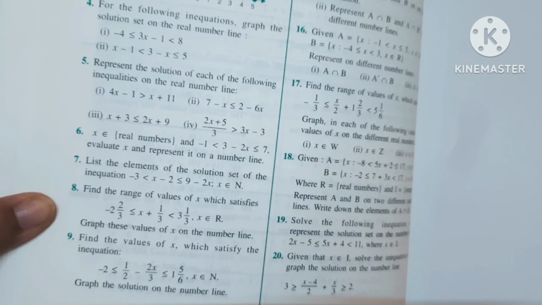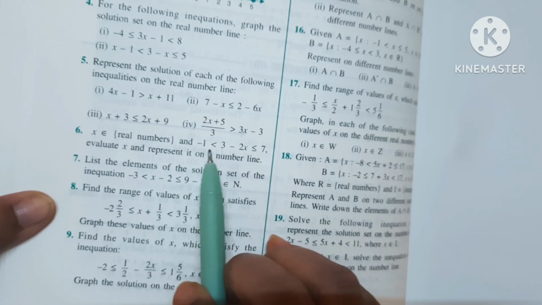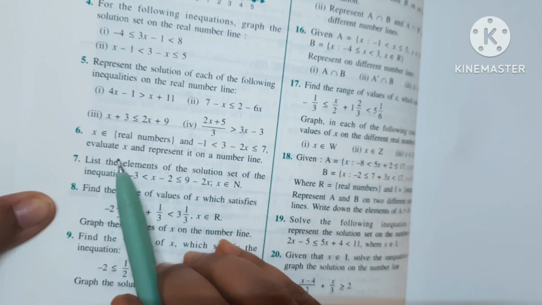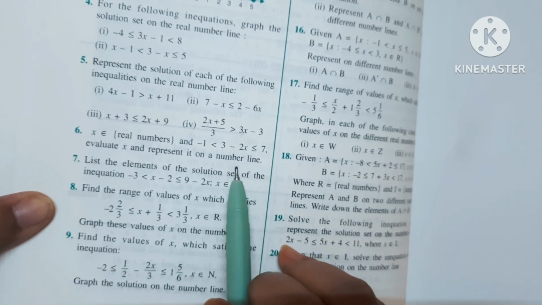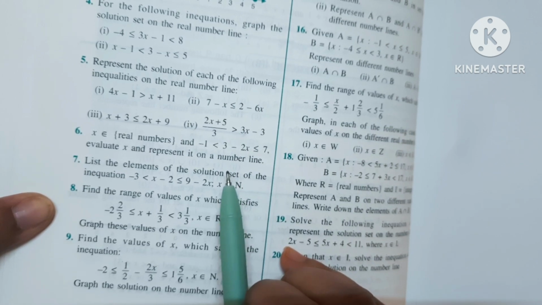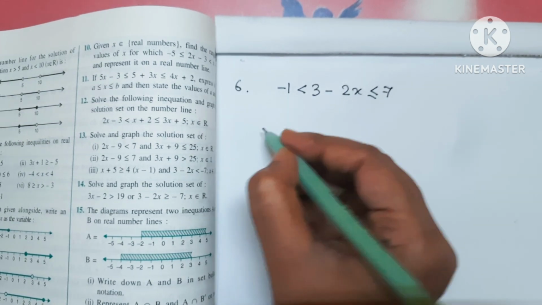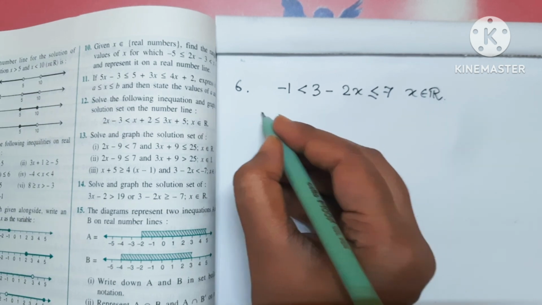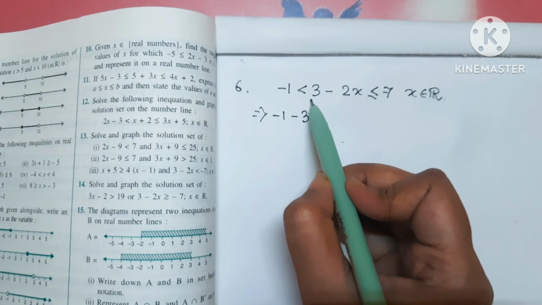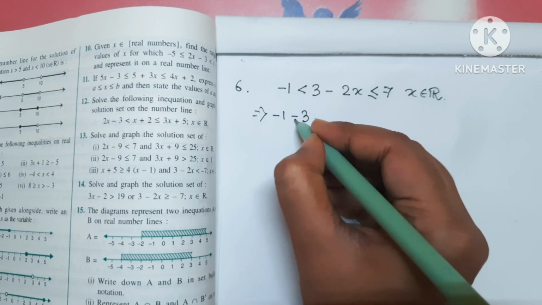Okay, now see question number 6. x belongs to real number and minus 1 is less than 3 minus 2x less than or equal to 7. Evaluate x and represent it on a number line. Okay, so first you need to find out the range of x. Minus 1 is less than 3 minus 2x, that is less than or equal to 7, and x belongs to R. So minus 1 minus 3, here I am transferring this constant term to both sides.